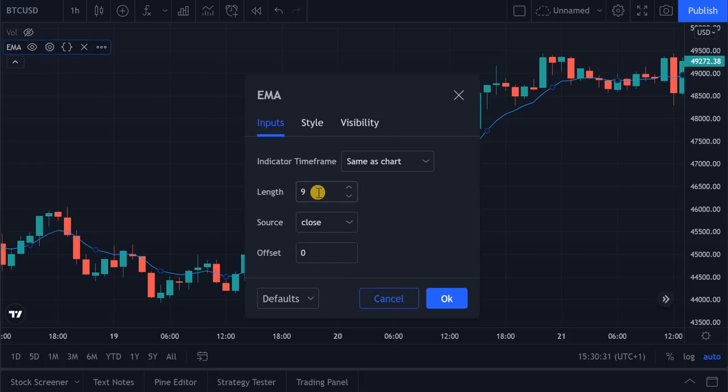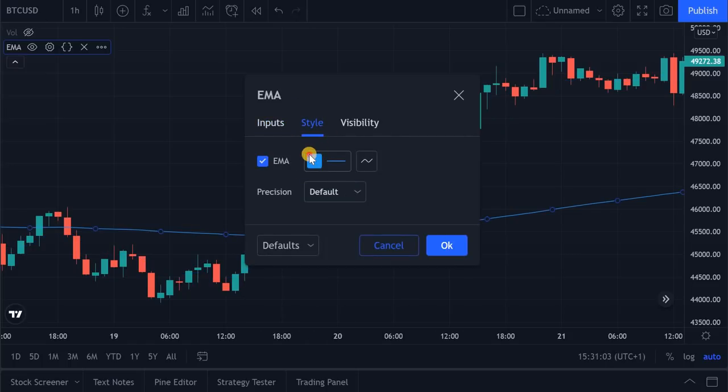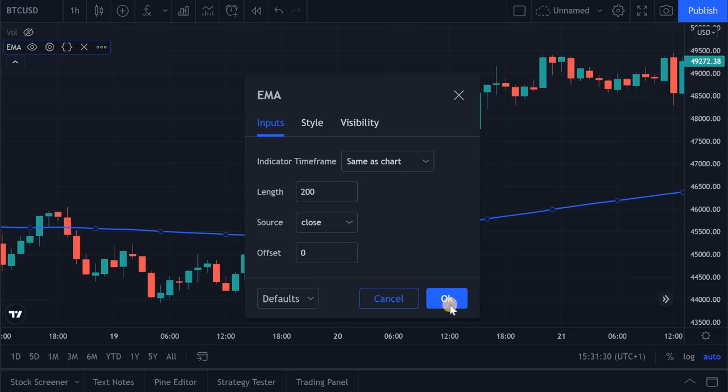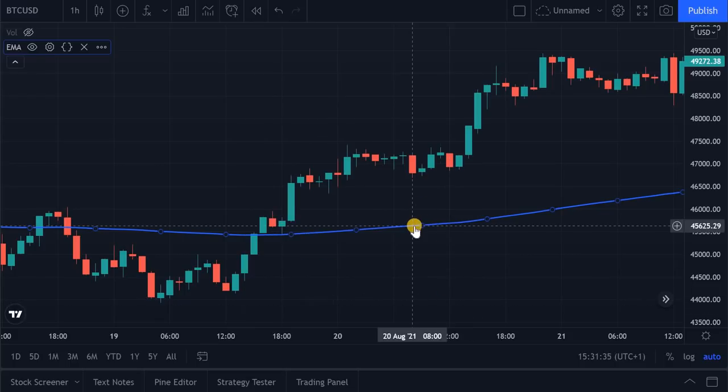We would have to change the length from 9 to 200. Also, I would have to change the style. When you are done, you can click OK. This blue line right here represents the 200 exponential moving average. Now, this is what we are going to use for us to know a downtrend and an uptrend.